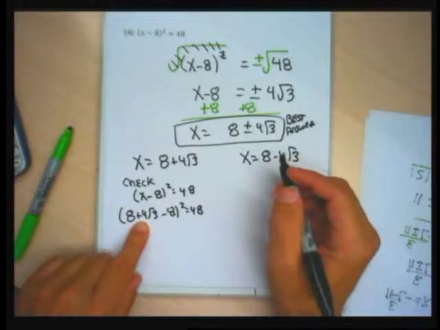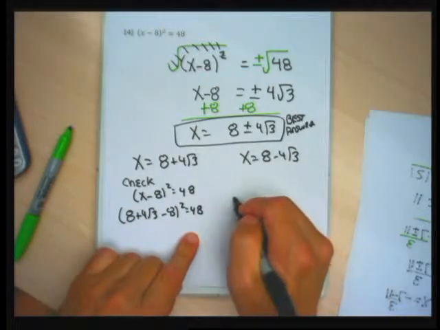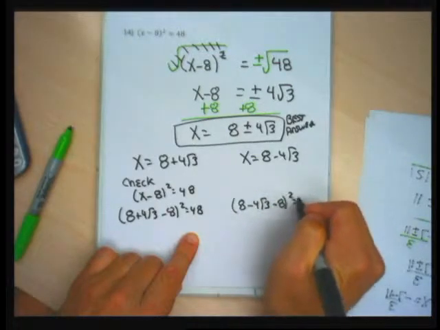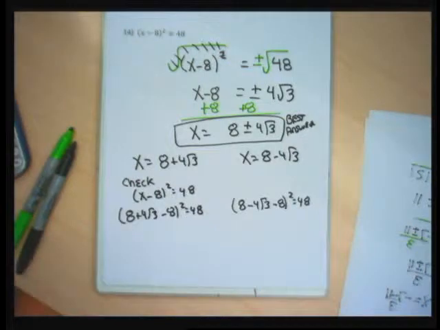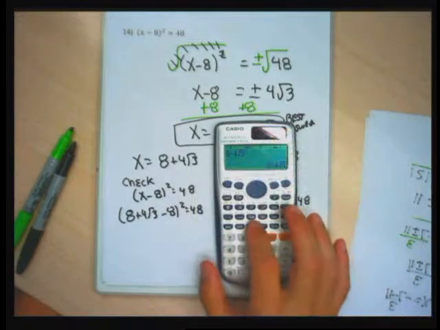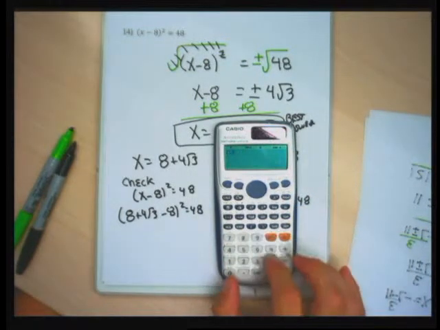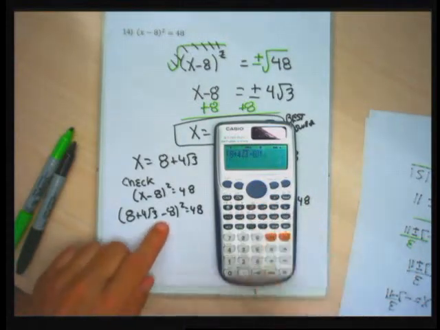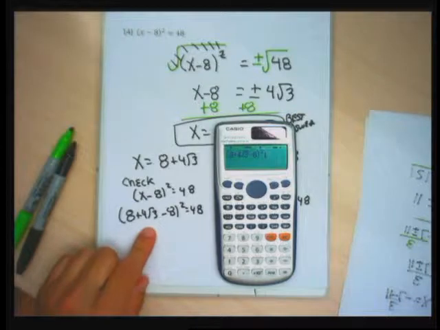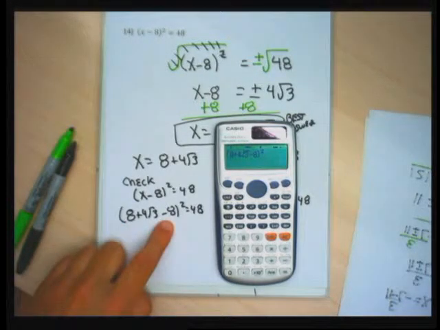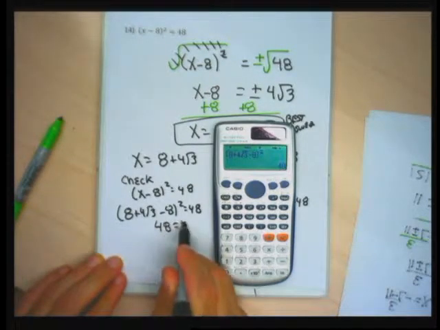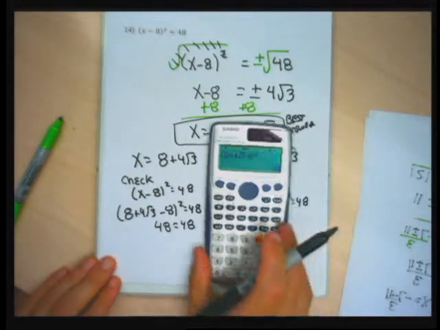For the second one, my checking is going to look like this. I'm going to go 8 minus 4 square root of 3 minus 8 squared equal to 48. If I didn't have a calculator to do this, I wouldn't do the checking by hand. It's not hard, but it takes way too much time, and I'd likely make a mistake checking more so than not. So I'm trying to enter this first one the best I can. And again, for me, it's just not that hard to enter that. So I did 8 plus 4 square root of 3 minus 8 squared. And when I hit equals, I get 48. So that side works. Move over to the other side.